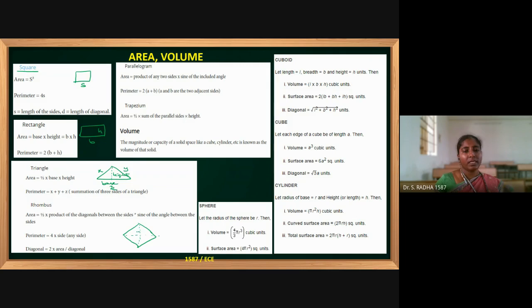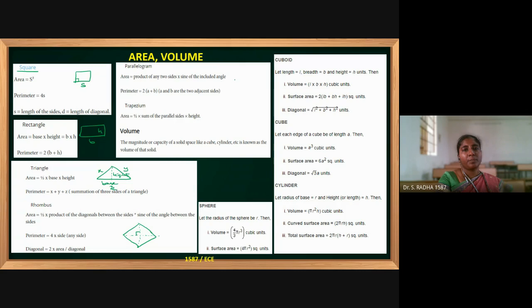So here 90 degrees will be formed. But in a square, we will have 90 degrees at every corner. But in the case of rhombus, when you intersect the diagonals, 90 degree right angles will be formed there.